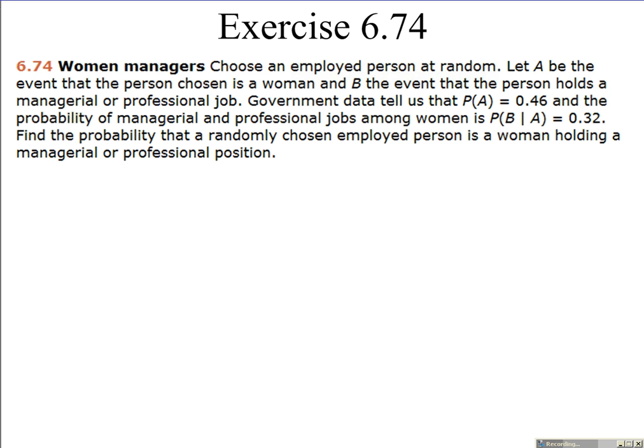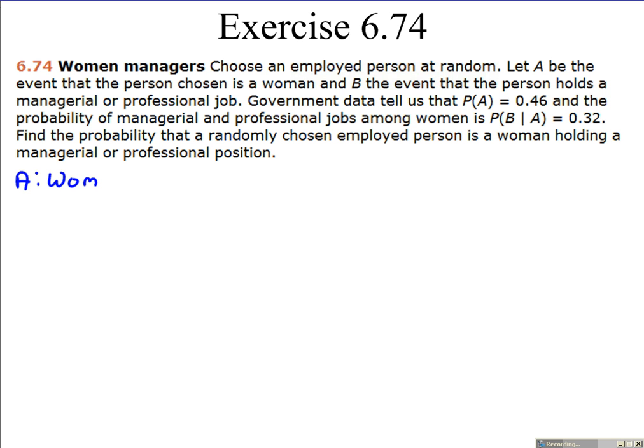74. Choose an employed person at random. Let A be the event that the person chosen is a woman, and B be the event that the person holds a managerial or professional job. Government data tells us the probability of A is 0.46. The probability of a managerial or professional job among women is 0.32. We want to know the probability that a randomly chosen employed person is a woman holding a managerial or professional position. So let's define our variables here so we know what we're working with.